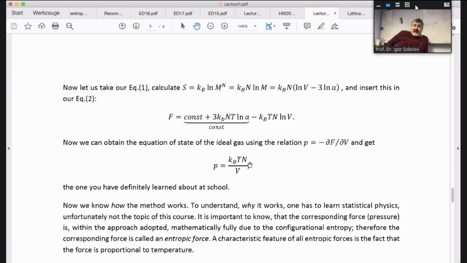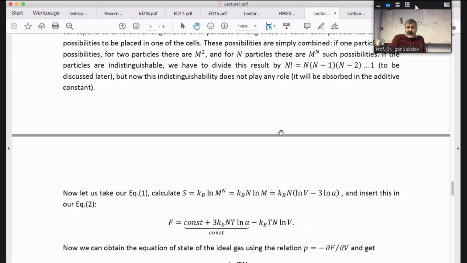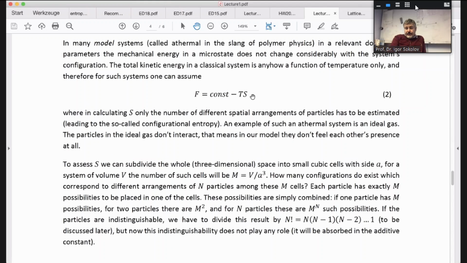Now, what is interesting here is the following. First, of course, I didn't explain why it worked. I didn't explain how this kB T ln W comes. But we see that if we accept it as a postulate, as a proposition, it does work. Now, the most interesting thing about this force, or about a class of forces like the pressure in the ideal gas, is that they fully appear from this term in the free energy, from the entropy. And therefore, they are called entropic forces.